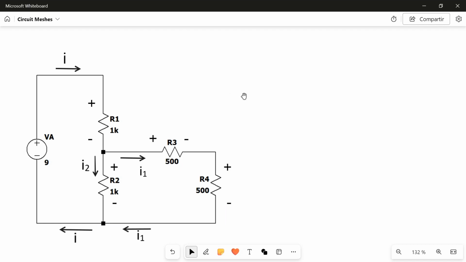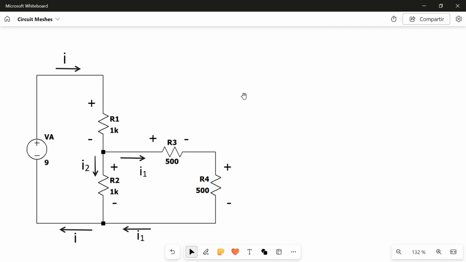Hello everybody, in the previous video we solved this circuit with the mesh method. We found three equations with three unknown variables, so we were able to solve the system and find all the values of currents and voltage of the circuit, which is the goal of the problem. In this video I will show you how to get the same result with a different method.